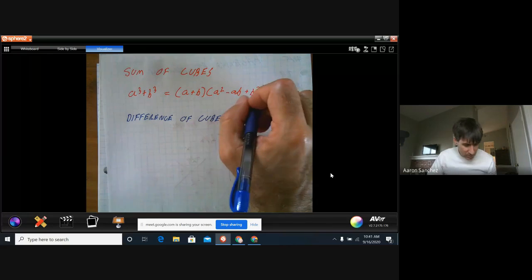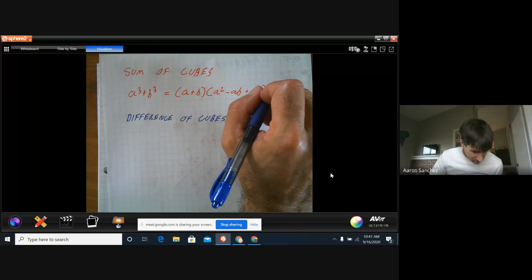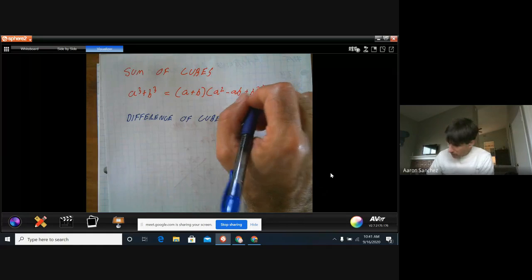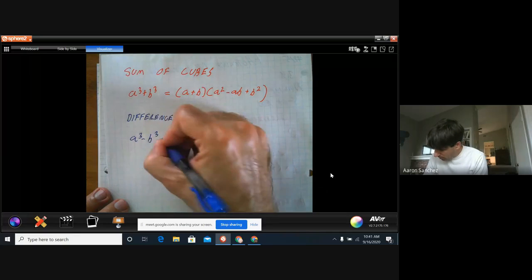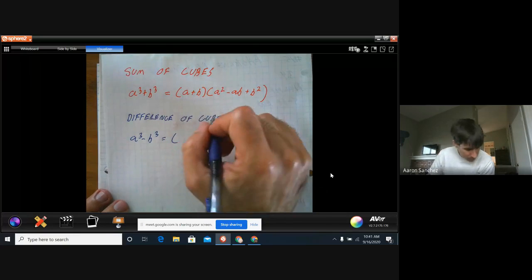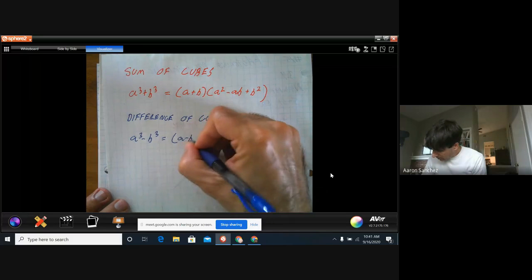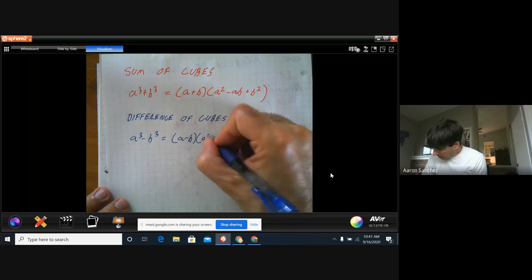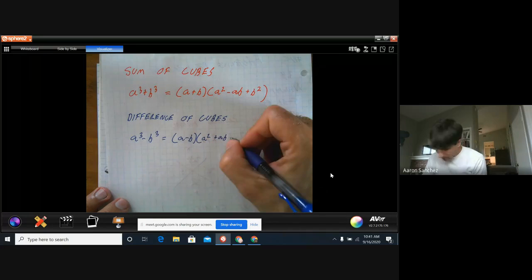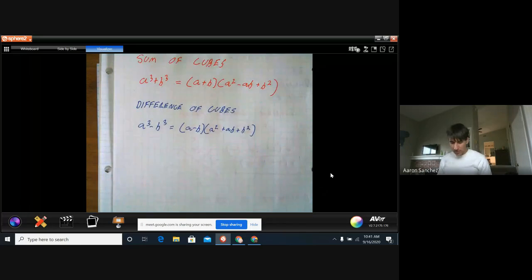You have the difference of cubes. A cubed minus b cubed is going to equal a minus b times a squared plus ab plus b squared. Make sure you have those written down because that's going to help you with number 13.